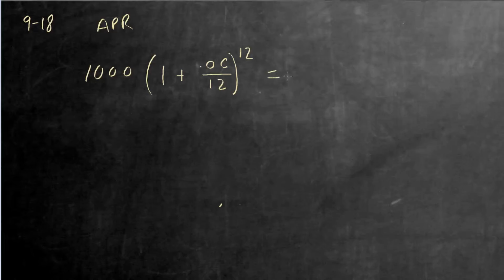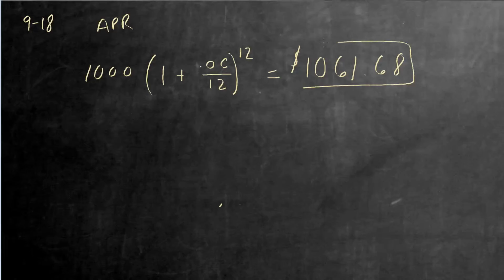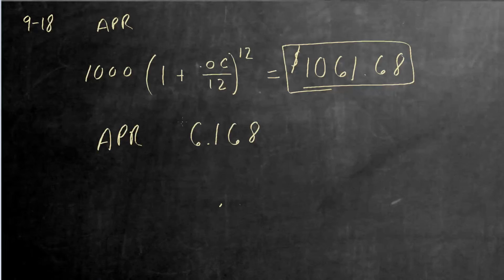So we'll leave the 1 right there. We would have $1,061.68. So what percent did we earn if that was compounded in the APR? So how APR is calculated is, what would it have been if we calculated it 1 time per year? So I think a long time ago, you'd have been able to look at this and said, well, that's not just 6%. You would say that that is 6.168%.